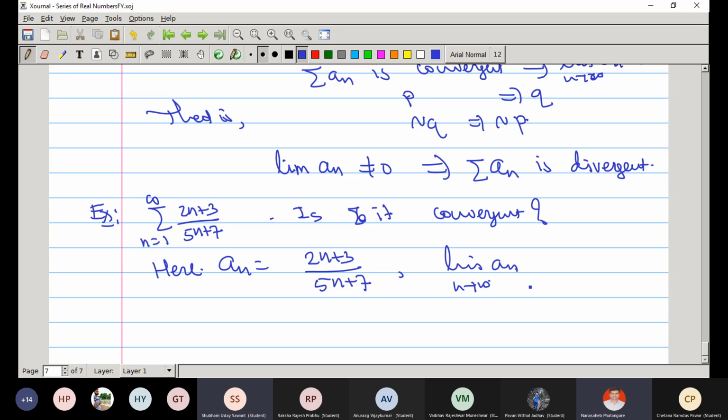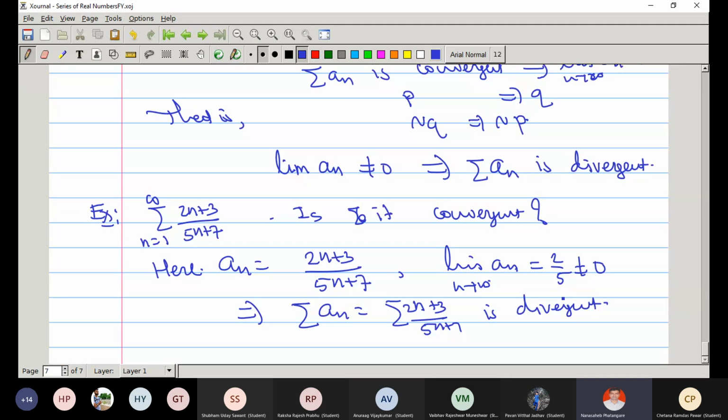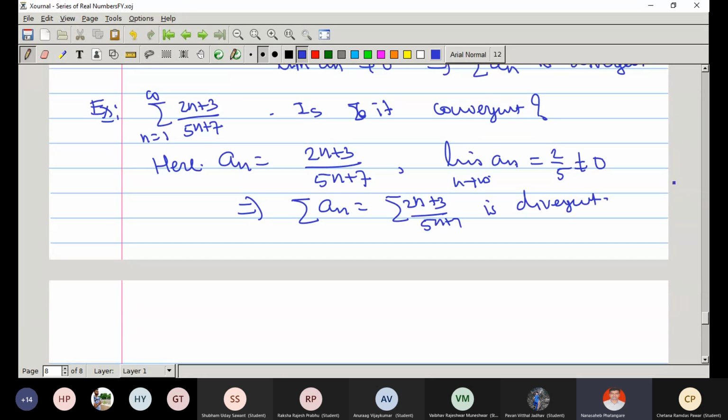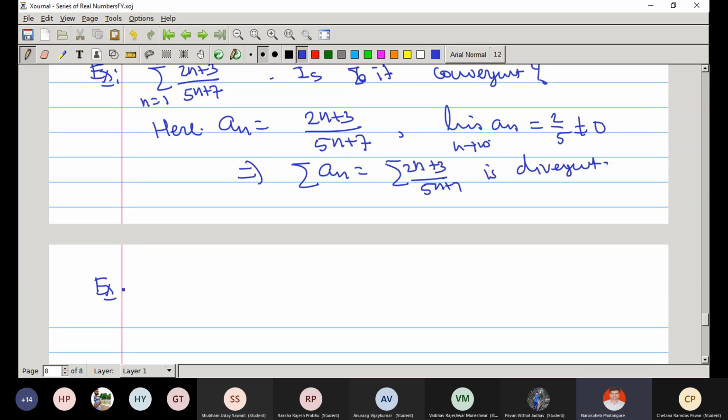The limit is 2 by 5, which is non-zero. Can I declare that this sum is infinite or does not exist? Yes, sir. Right? The sum is not finite or does not exist. So the series is divergent. This is a very interesting thing which comes from this theorem, and in that sense this statement is very important or essential. Immediately we can check whether the sum is finite or exists or not.